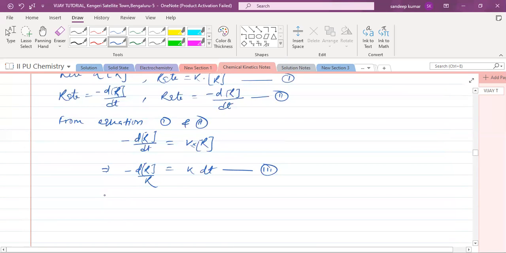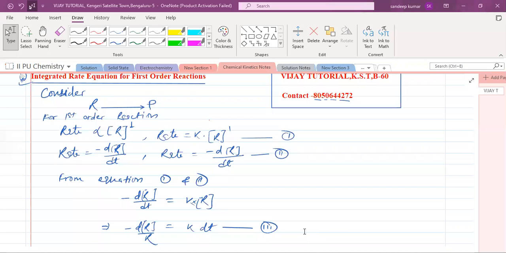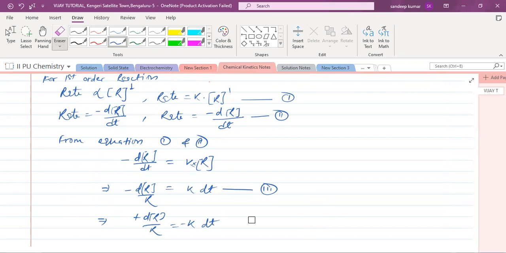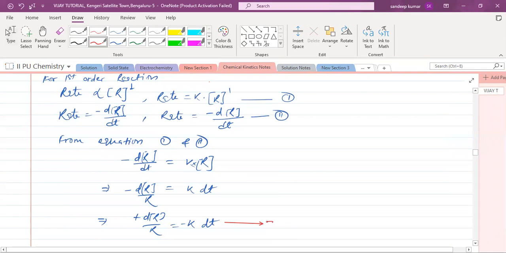If you just rearrange, just multiply both sides with a negative. So we can write the minus becomes plus: dR by R is equal to minus K into dt. Consider this as equation 3.